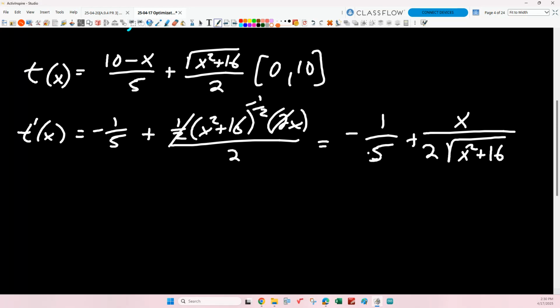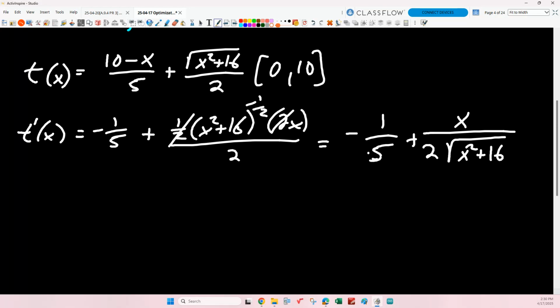Agreed? That's my derivative. Do I want to take a second derivative? No, I don't. I don't really want to differentiate that. It's a quotient rule with a radical in it. No point. What are we going to do instead? We'll just do the first derivative test.